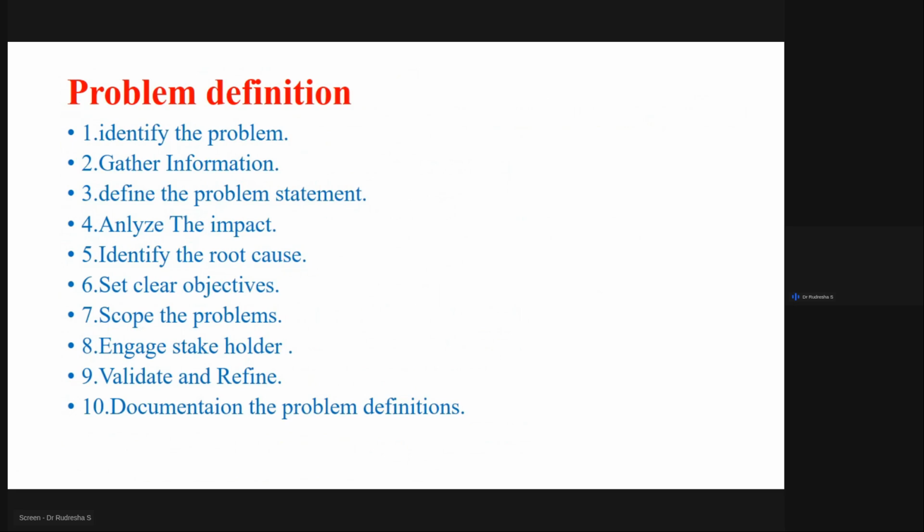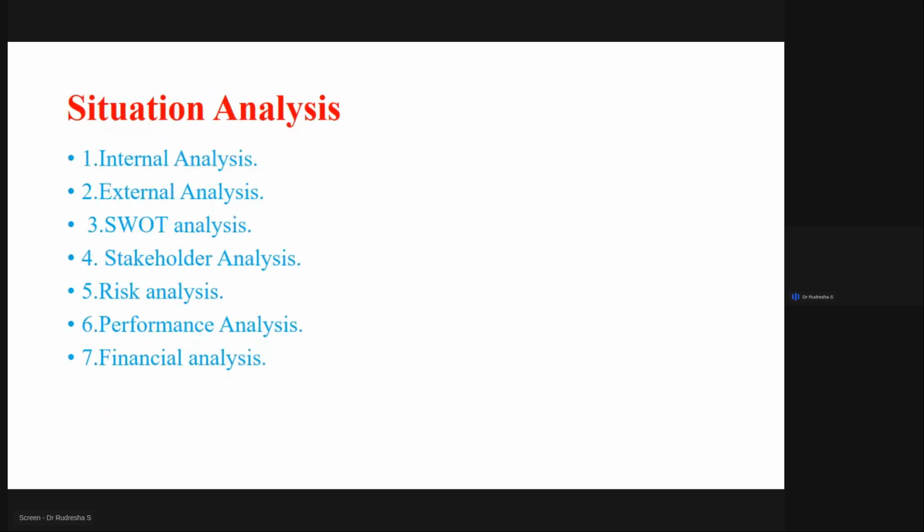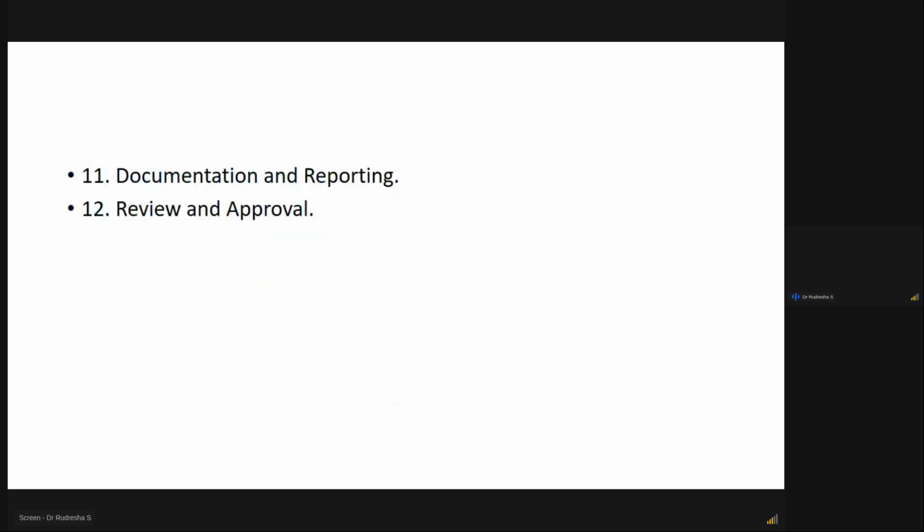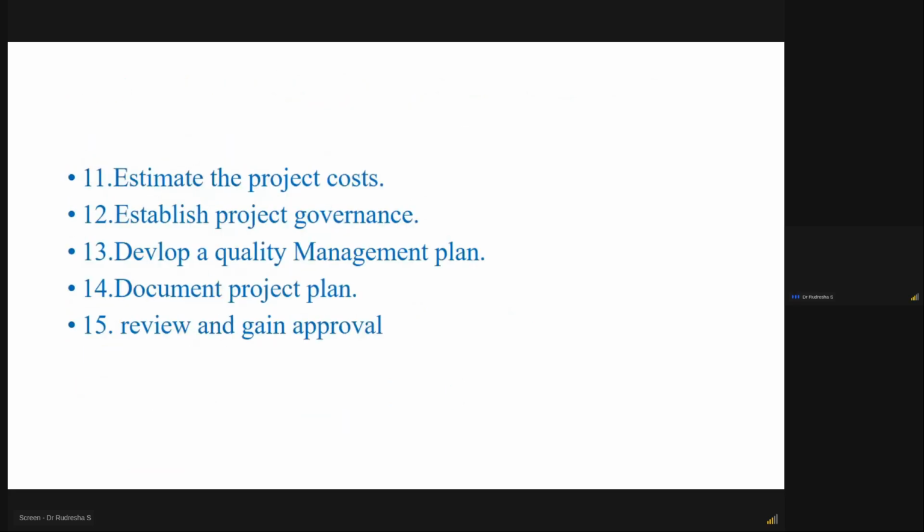Analyze the impact. Whatever problem is there, that will be analyzed. Identify the root cause. Set clear objectives. You have five objectives you want to set clearly. Scope the problem and engage the stakeholders. Engage the stakeholders. Validate and refine. Document the problem definition. These are totally 10 points in the problem definition. See, all of you look at here. This is a very easy way of explanation for your unit 4.